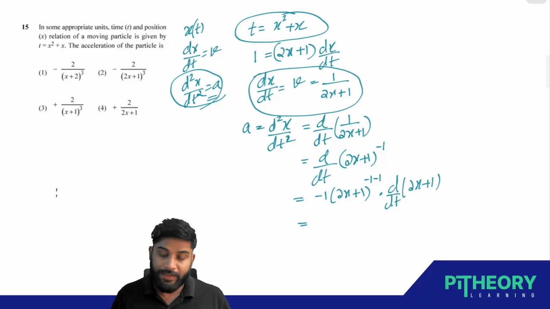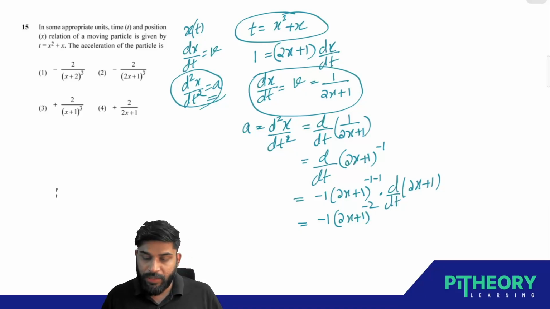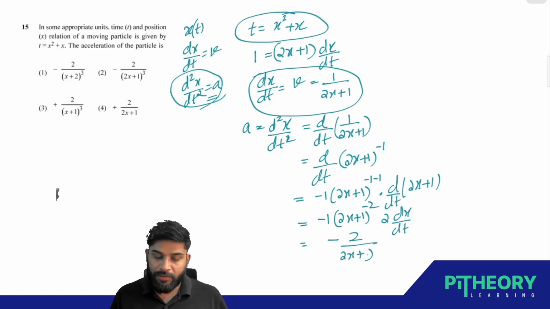So what we have got: minus 1 into 2x plus 1 whole to the power minus 2 will come. When you differentiate this, you get 2 into dx by dt, correct? The second part is a constant. So how do you simplify this? Minus 1 into 2 is minus 2, divided by 2x plus 1 whole square, since 2x plus 1 whole to the power minus 2 we bring to the denominator, into dx by dt.